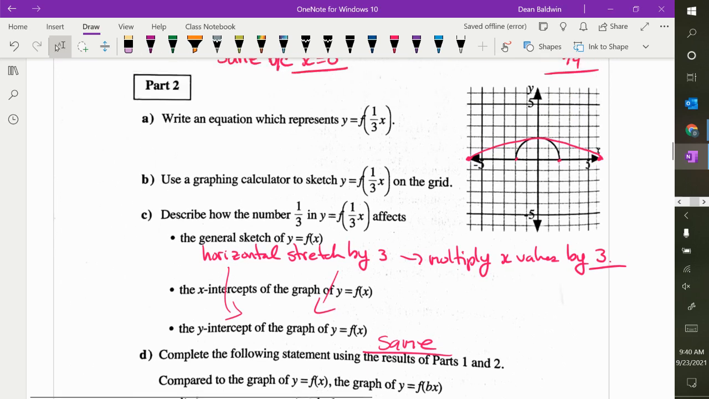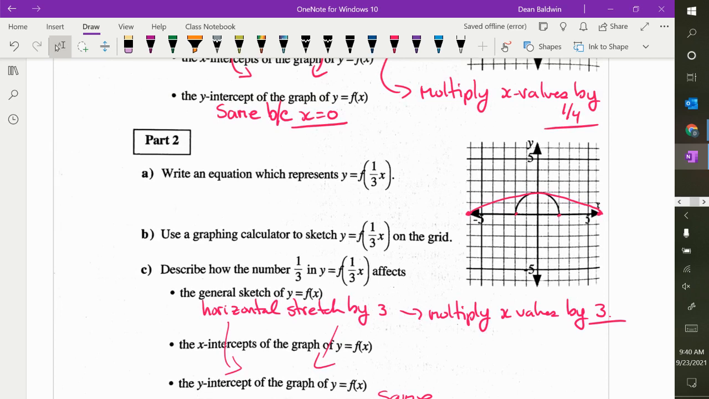Oh, for this one? Yeah. So it's going to be y is equal to the square root of 4 minus 1/3 x, all squared. You square a third, you get a 9th. So it's that. Thank you. So that's the equation.